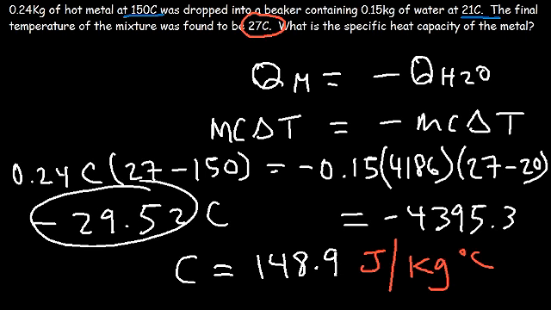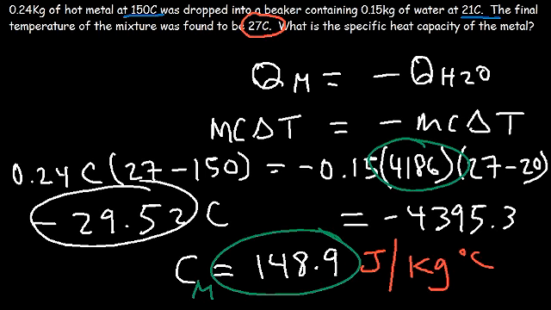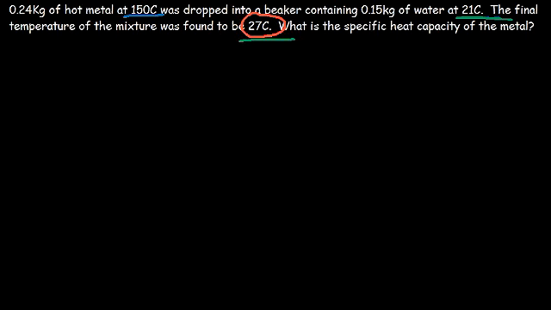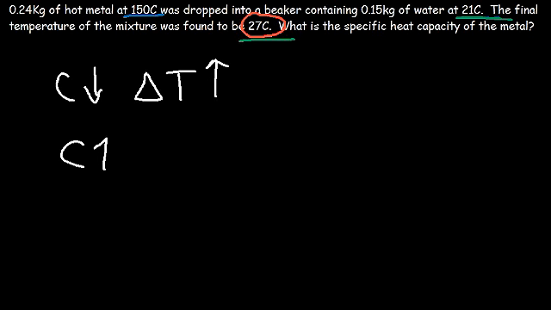So as you can see, the specific heat capacity of the metal is significantly lower than that of liquid water. What that tells you is that the temperature of the metal changes a lot more than the temperature of the water. Notice that the temperature of the water was relatively constant. It didn't really move much. But the metal went from 150 to 27. So what this means is that substances with a very low specific heat capacity typically experience a very large temperature change, and substances that have a very high specific heat capacity experience a small temperature change.